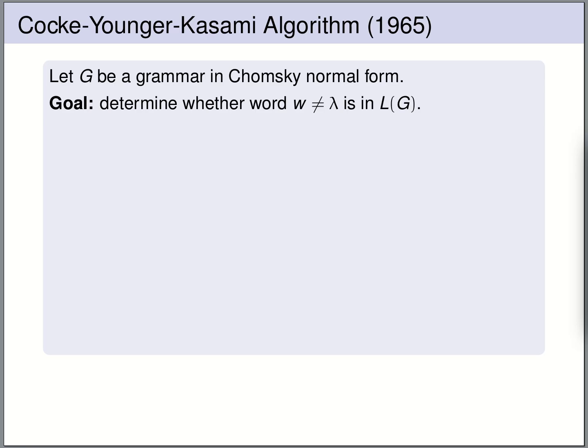So how does the algorithm work? We start with a grammar G in Chomsky normal form. If your grammar is not yet in Chomsky normal form, then first transform it into Chomsky normal form. And we want to determine whether a word W is in the language generated by the grammar G.